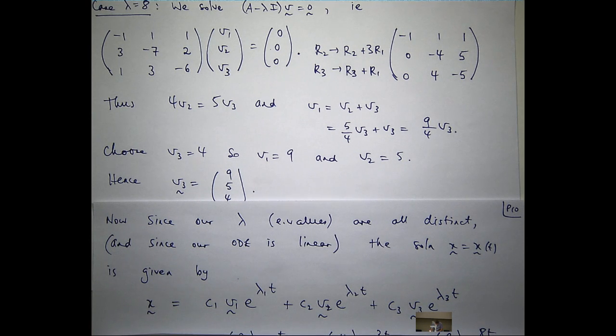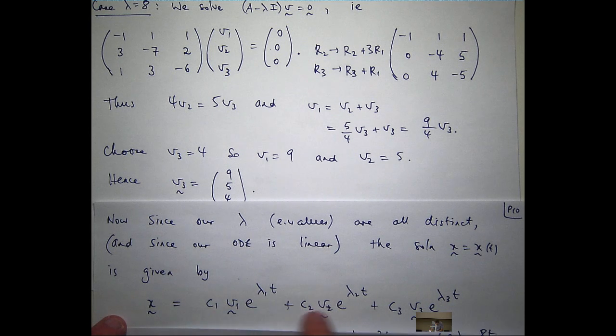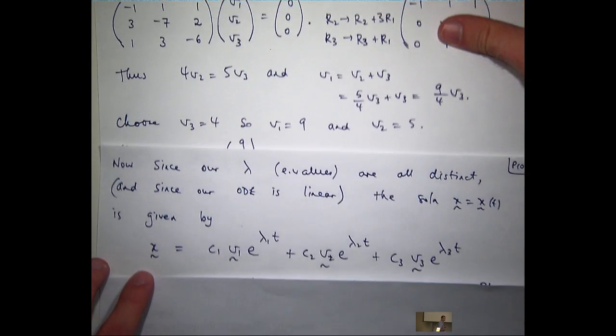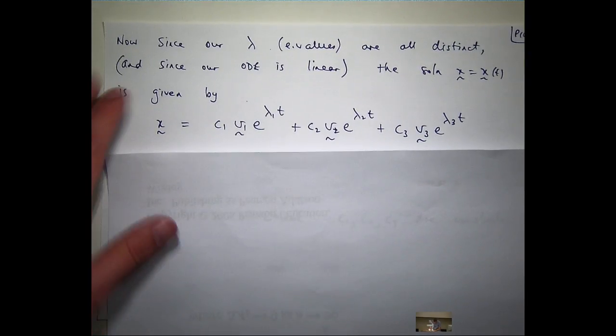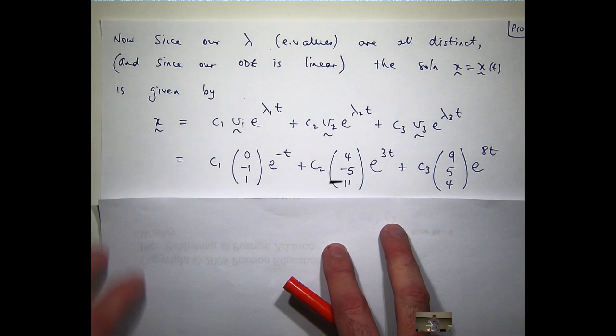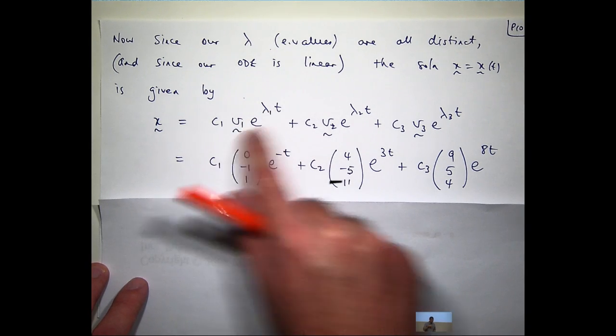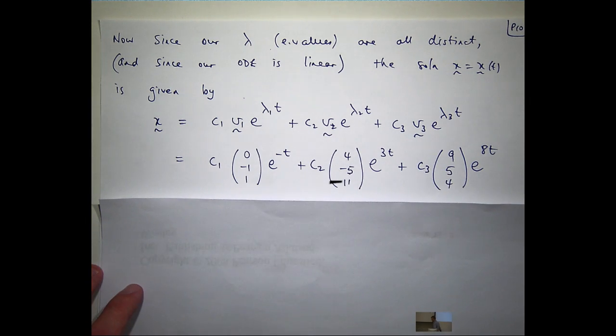C1, C2, and C3 are just arbitrary constants. We don't know what they are. We can't calculate them, but to cover the most general case, we need to put these constants in. So let's write down our eigenvalues, our corresponding eigenvectors, and then we'll have our solution.